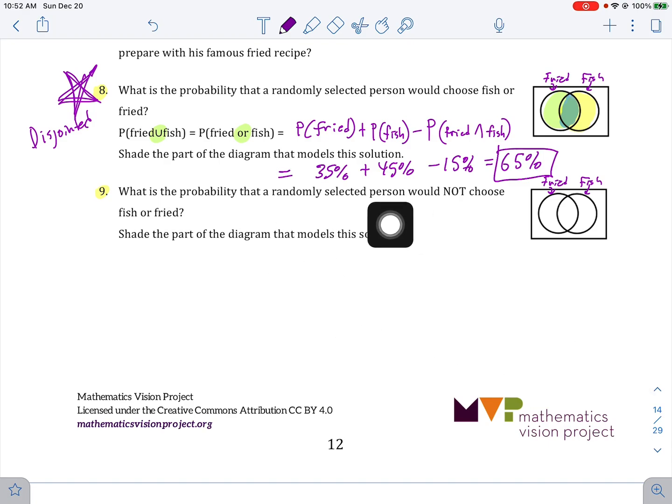And then the last one is not fish, not fried. Well, it has to be outside the circle. And so it would be everything here.